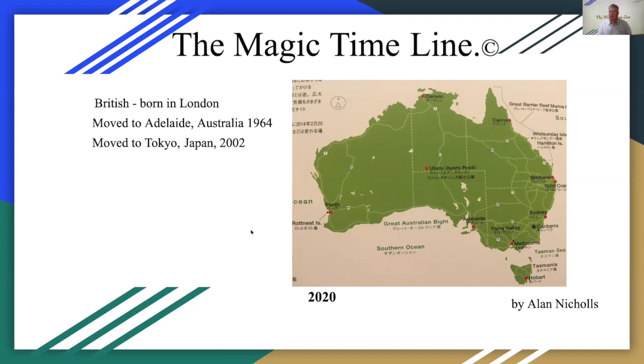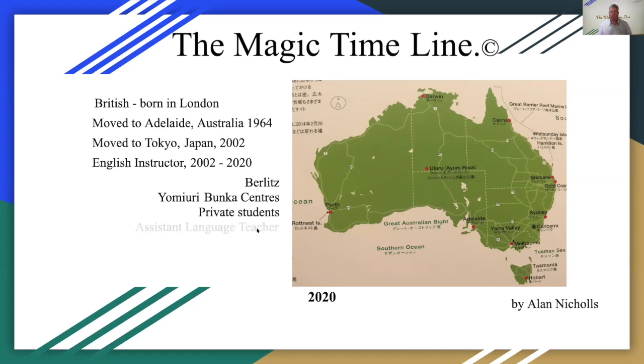In 2002, I moved to Tokyo in Japan, and I've been teaching English here ever since. I've worked at companies such as Berlitz, Yomiuri Bunka Centers, and with private students. I've been an assistant language teacher at Tokyo Metropolitan High Schools, and I'm an instructor at Hosei University. So that's me. Now, the Magic Timeline.